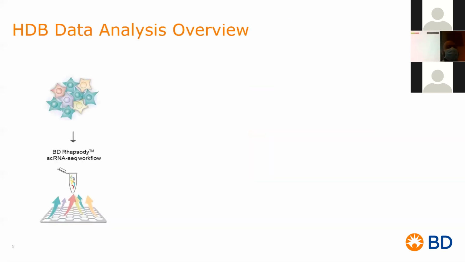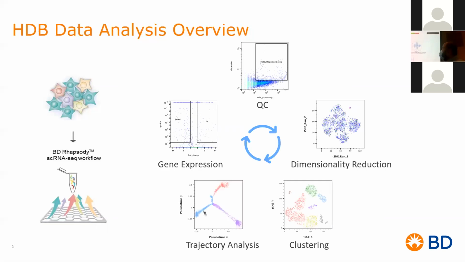So what's an overview of doing some HDB multiomic data analysis? We start on the top left with a heterogeneous population of cells. Then you load it onto your multiomics platform, in our case being BD Rhapsody. And thereafter, you could incorporate it into any portion of your analysis. So it could either be at the QC level, or you could start at the dimensionality reduction level, or at your gene expression via volcano plots.